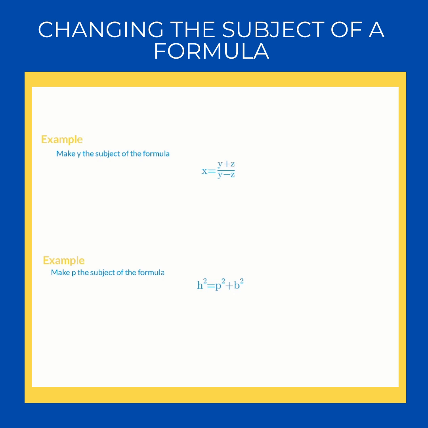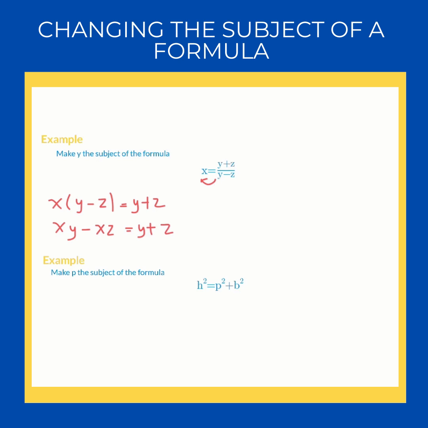Let's have an example. It says make y the subject of the formula x equals y plus z over y minus z. So the first step is to cross multiply: y minus z times x. So I'll get x times y minus z equals y plus z. Now I'm going to expand my bracket on the left hand side of the equation. So I'll get xy minus xz equals y plus z.